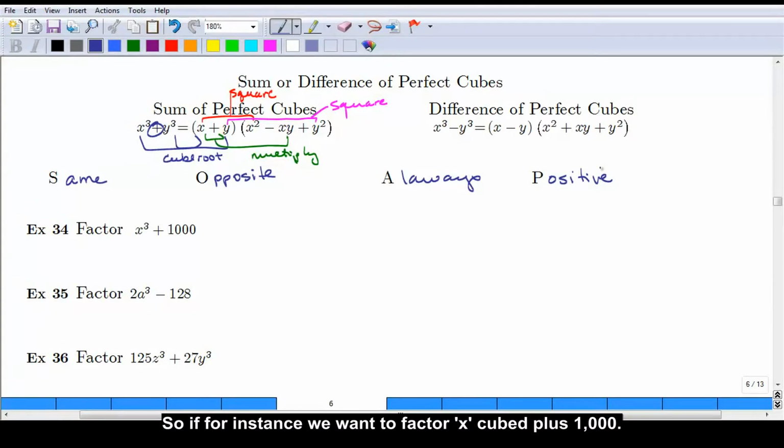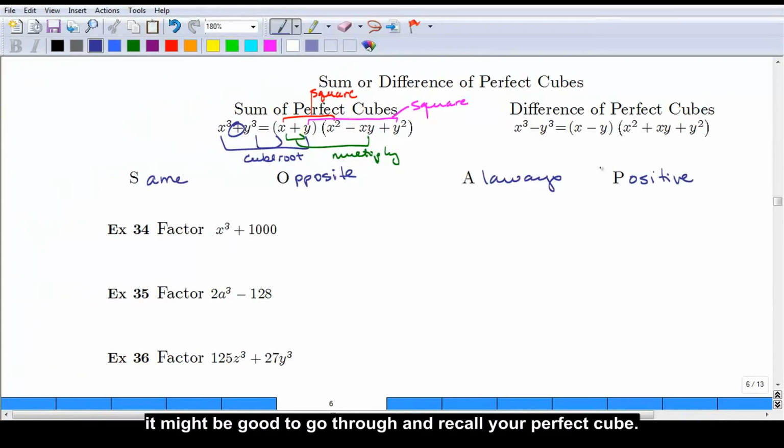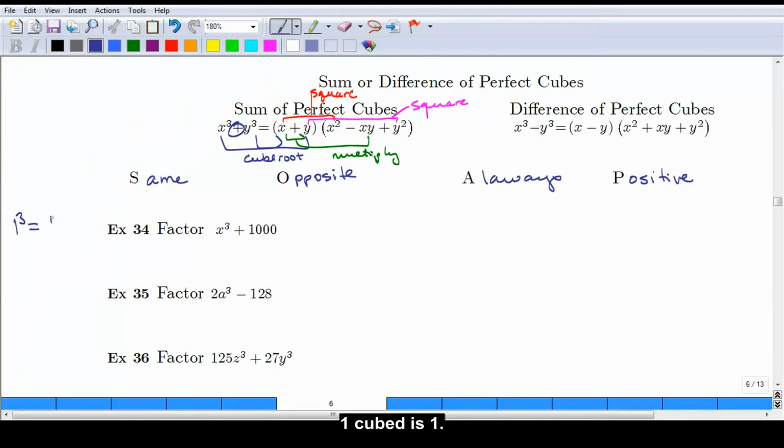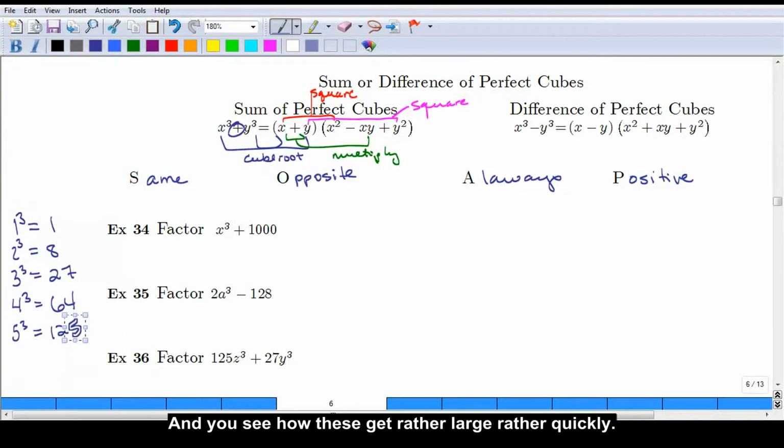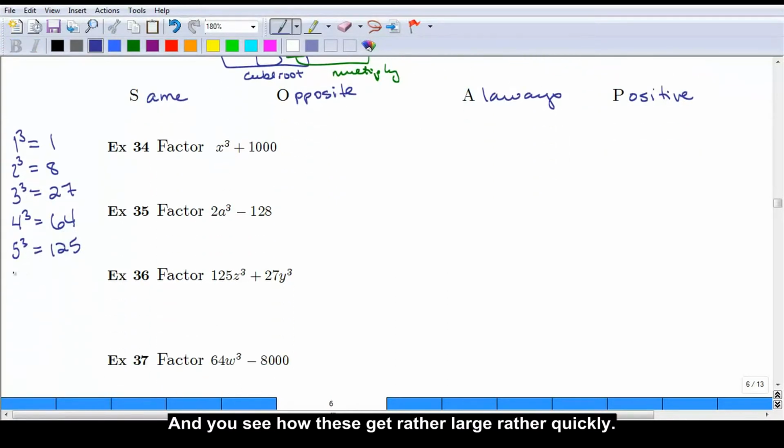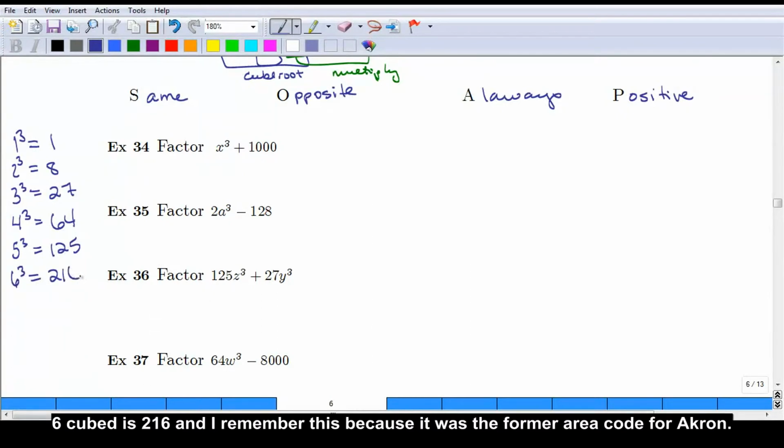So, if for instance we want to factor x cubed plus 1,000, before going through this section, it might be good to go through and recall your perfect cubes. 1 cubed is 1, 2 cubed is 8, 3 cubed is 27, 4 cubed is 64, 5 cubed is 125, and you see how these get rather large rather quickly. 6 cubed is 216, and I remember this because it was the former area code for Akron.